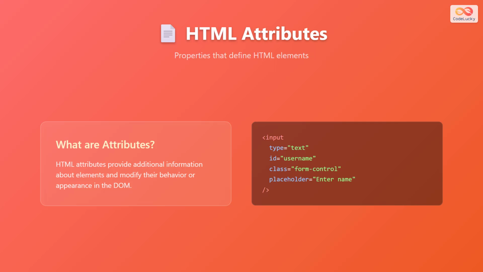For example, an input element can have attributes like type set to text, ID set to username, class set to form control, and placeholder set to enter name.